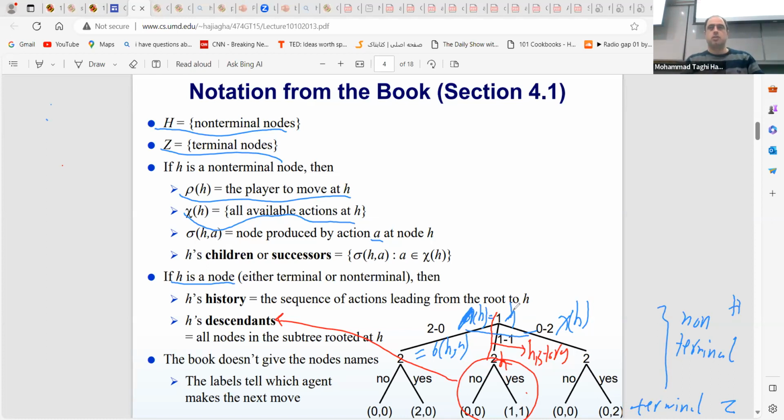These are some notations if you want to read the book as well. But the important things are these three: rho of H is the person who is doing the move, chi of H is all possible actions, and more importantly sigma of H, A, is the node produced by action A at node H. Good.